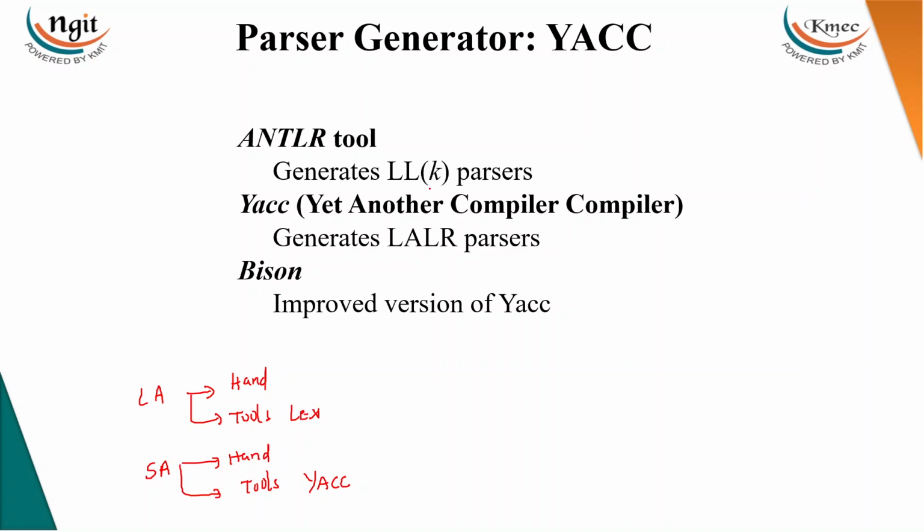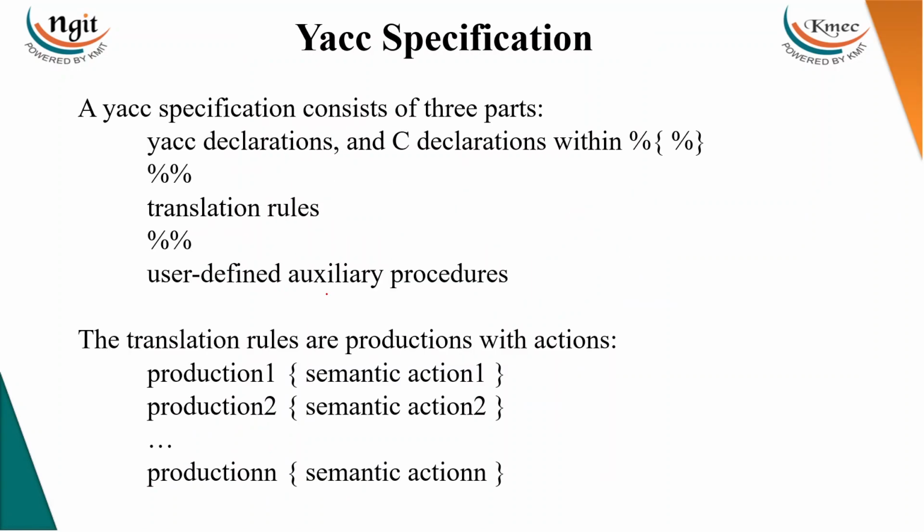To generate LR(k) parsers, we can also use the ANTLR tool. Of course, not only these; there are many other tools available in the market. But YACC is the most popular one because it generates the most widely used parsers, LALR. CLR is the most powerful, but LALR is most widely used because of its size and cost complexities. We also have an improved version of YACC called Bison, but in this video we are going to discuss YACC only.